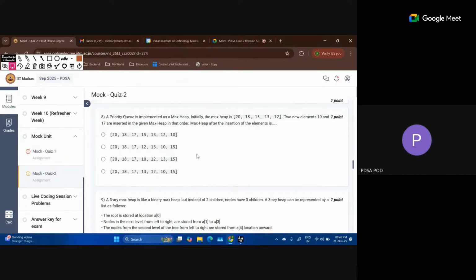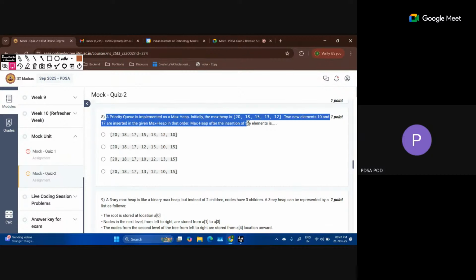Okay, so a priority queue is implemented as a max-heap. Initially, the max-heap is 20, 18, 15, 13, and 12. Two new elements, 10 and 17, are inserted in the given max-heap in that order. What is the max-heap after the insertion of the elements? Go ahead. What should be the solution?